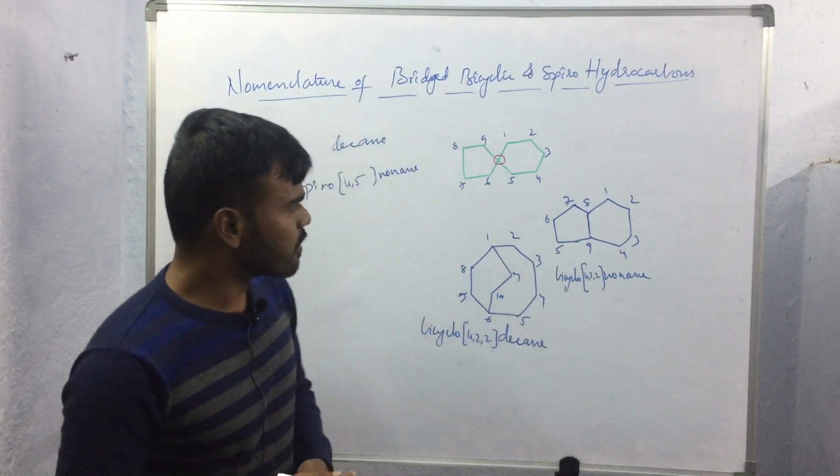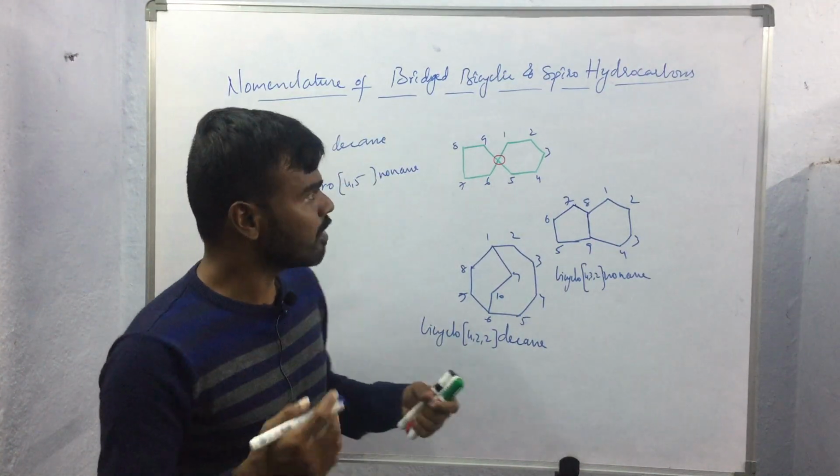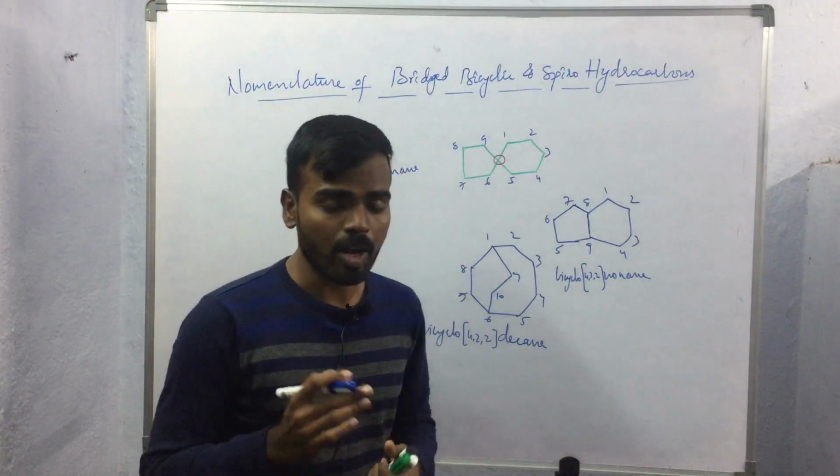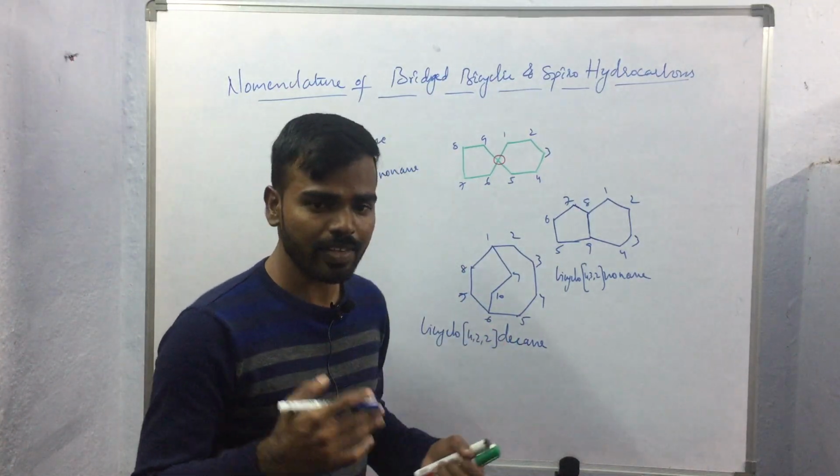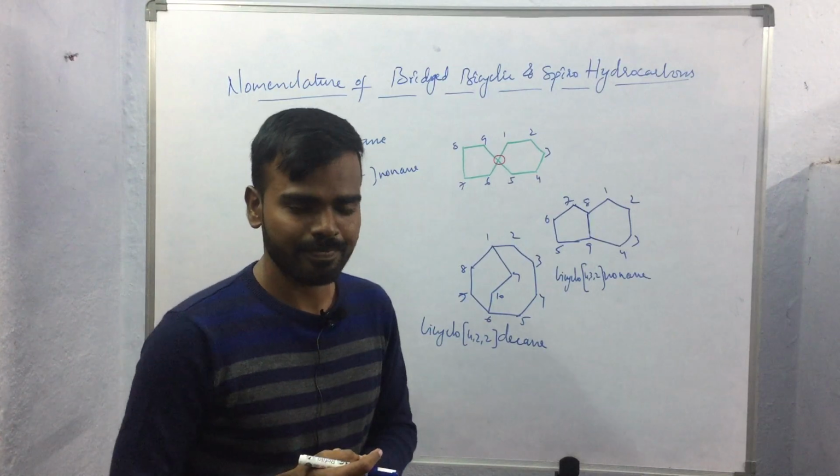Okay, in the next class we will be dealing with the nomenclature of cyclic compounds that have a greater number of rings. Thank you.